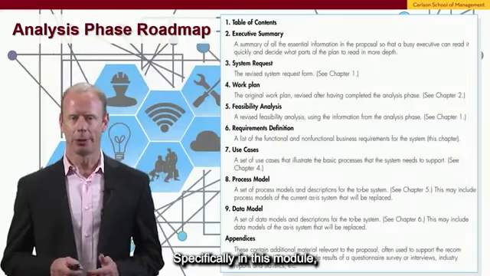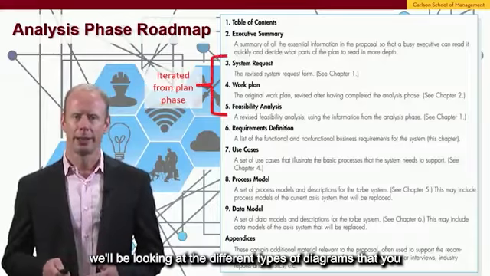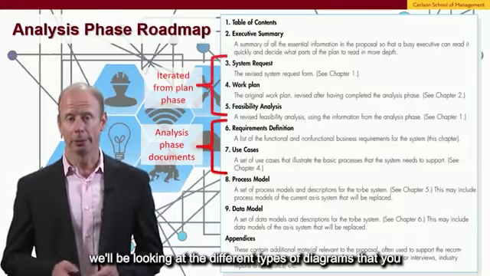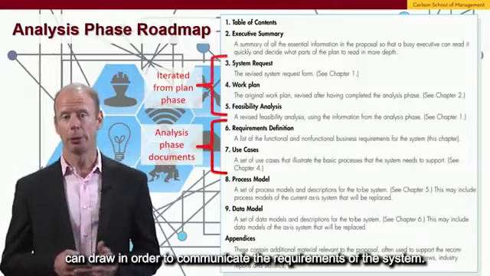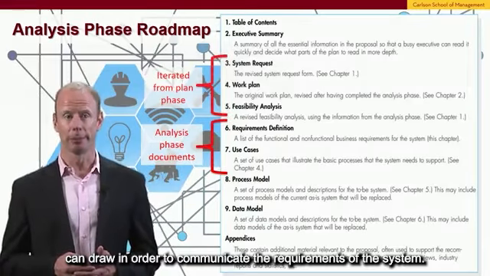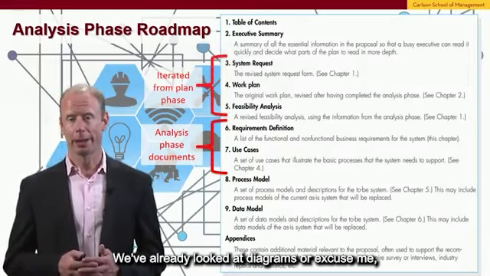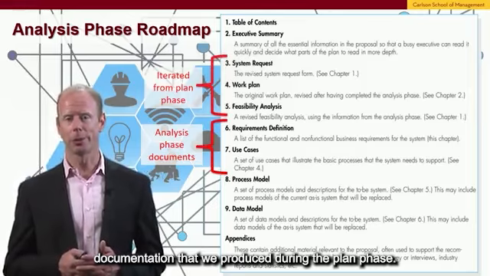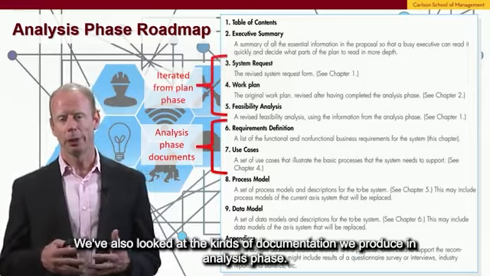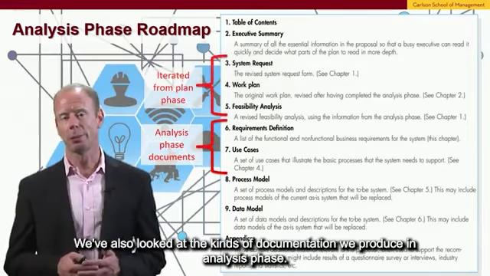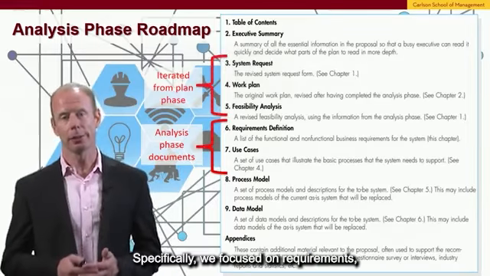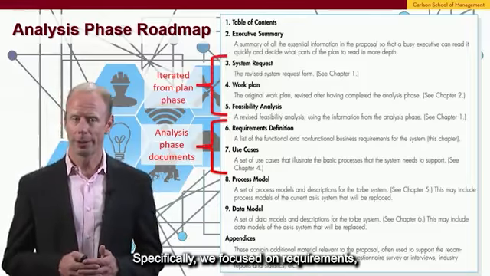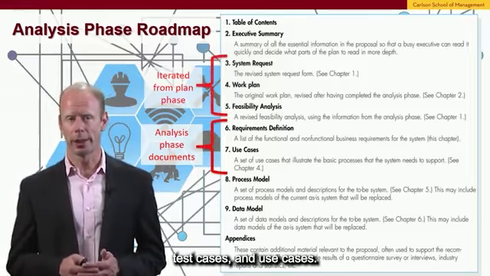Specifically, in this module, we'll be looking at the different types of diagrams that you can draw in order to communicate the requirements of the system. We've already looked at documentation that we produced during the plan phase, and we've also looked at the kinds of documentation we produce in analysis phase. Specifically, we focused on requirements, test cases, and use cases.